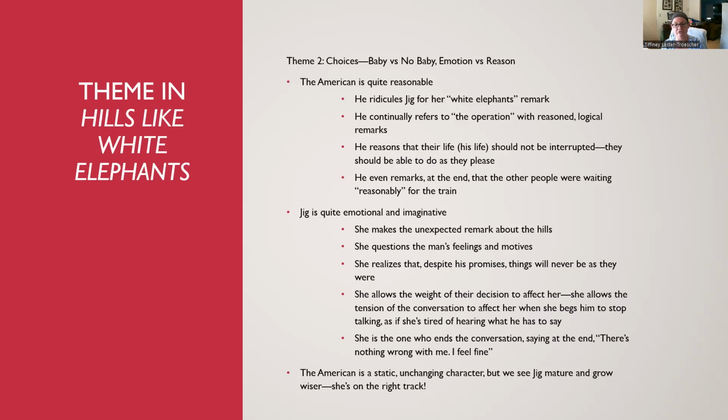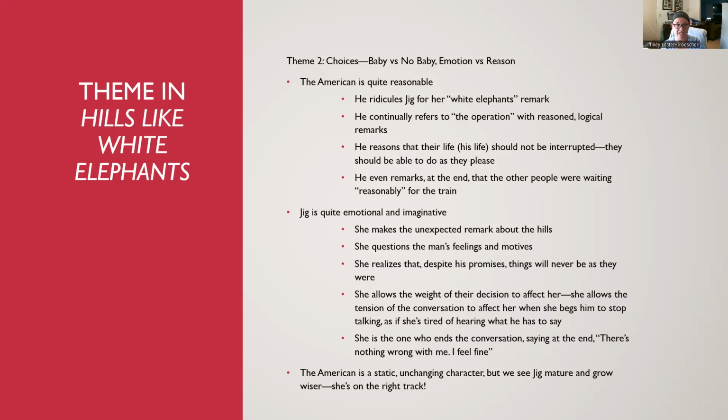She has a much more emotional reaction to the conversation. She allows the weight of this issue to affect her, rightfully so. She allows the tension of the conversation to affect her when she begs him to stop talking. It's as if she's tired of hearing what he has to say. And she's the one who ends the conversation, right? And finally, at the end, she says, there's nothing wrong with me. I feel fine.